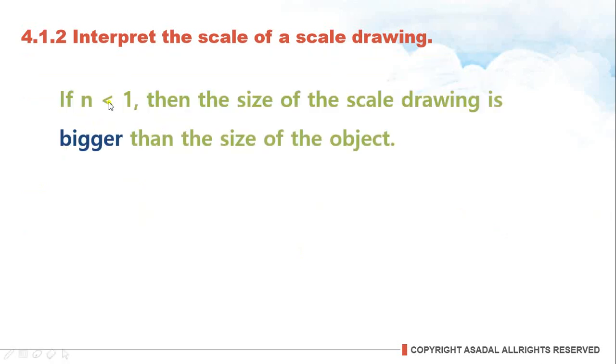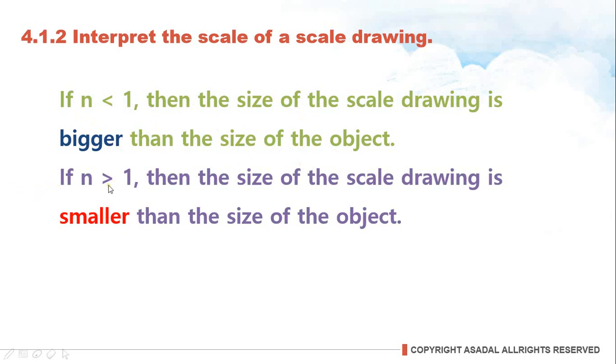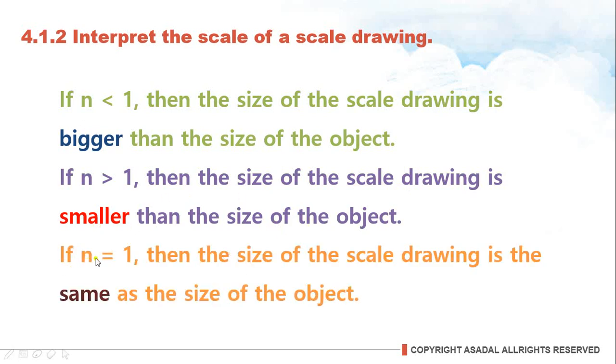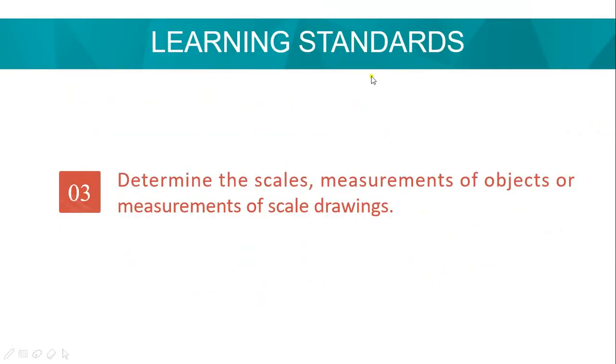If n is less than 1, then the size of the scale drawing is bigger than the size of the object. If n is greater than 1, then the size of the scale drawing is smaller than the size of the object. If n equals 1, then the size of the scale drawing is the same as the size of the object. So look at our learning standard 3.